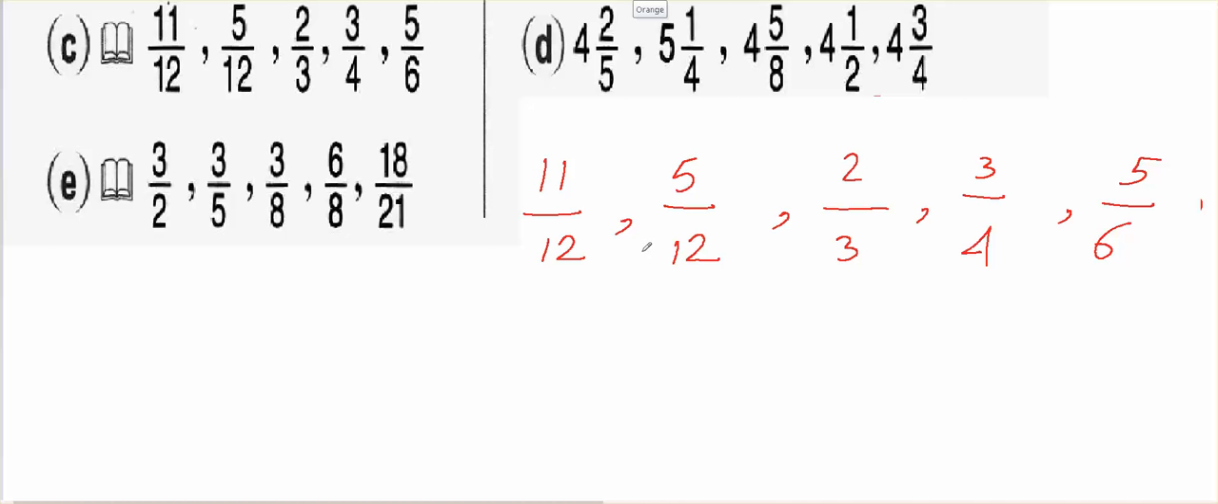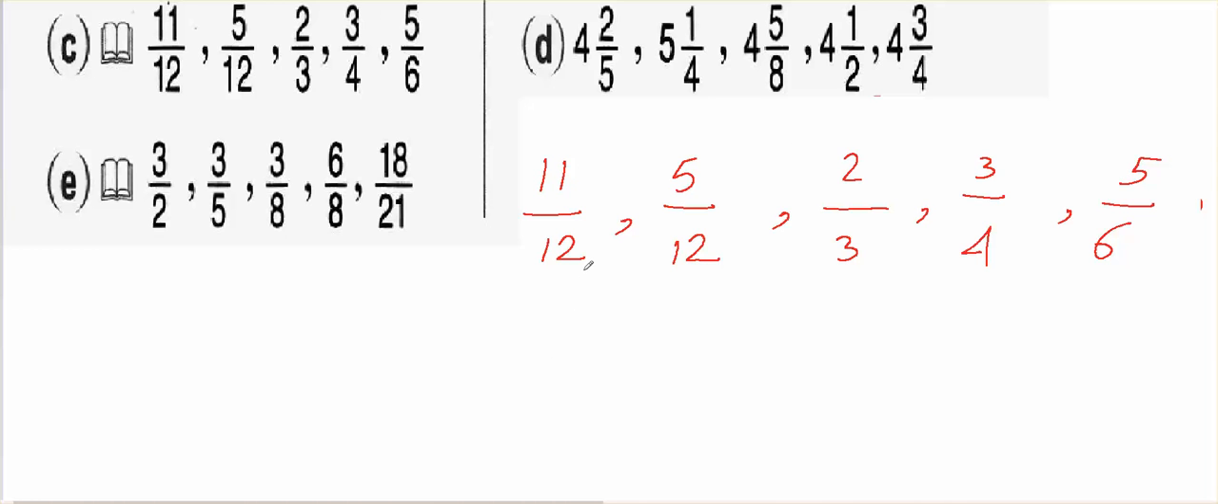Now the fractions: 11 over 12, 5 over 12, 2 over 3, 3 over 4, 5 over 6. Like we said before, we must make all of these fractions like fractions.